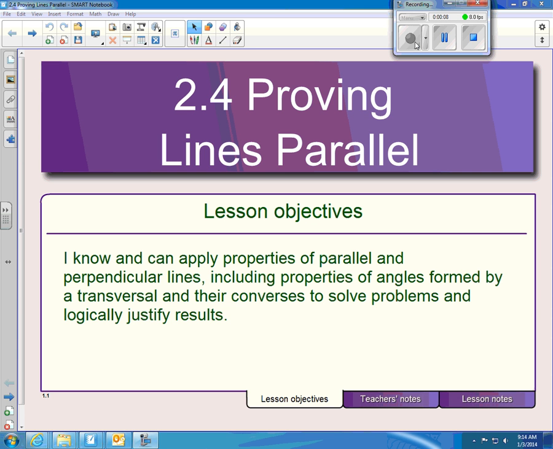Our learning target today is I know and can apply properties of parallel and perpendicular lines, including properties of angles formed by a transversal and their converse to solve problems and logically justify results. So we're pretty much doing the opposite of Notes 1. Notes 1 said, hey, these two lines are parallel, therefore you know this about the angles. They're either congruent or they're supplementary. Well, today we're going to see these angles are congruent or supplementary, so tell me what lines are parallel.